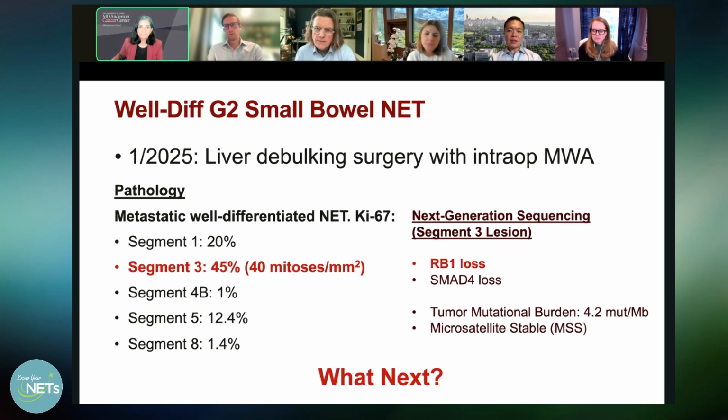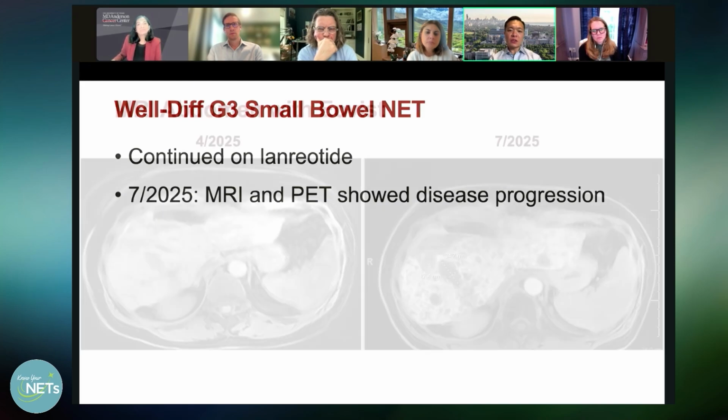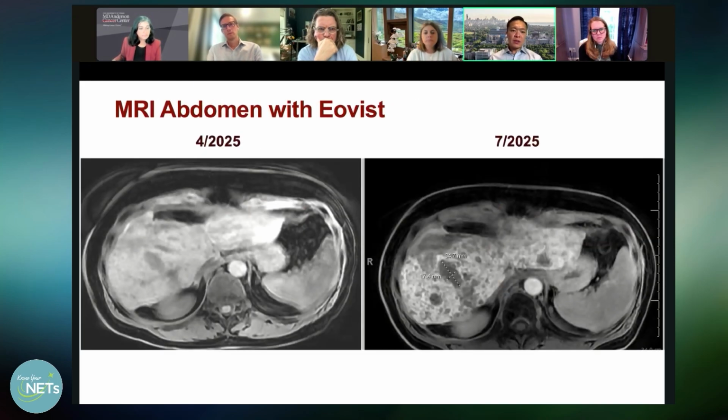Yeah, so let's go to the next slide. So that's indeed what we did. We waited and let her recover from the surgery, continued the lanreotide, and then 6 months later, her scans unfortunately showed disease progression. So this is the MRI comparison between April and July. You can see there's a significant increase in her liver metastases.